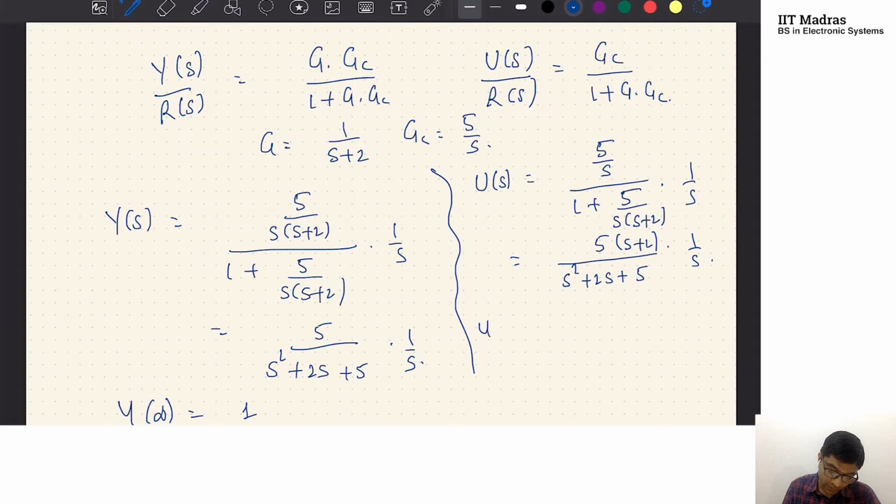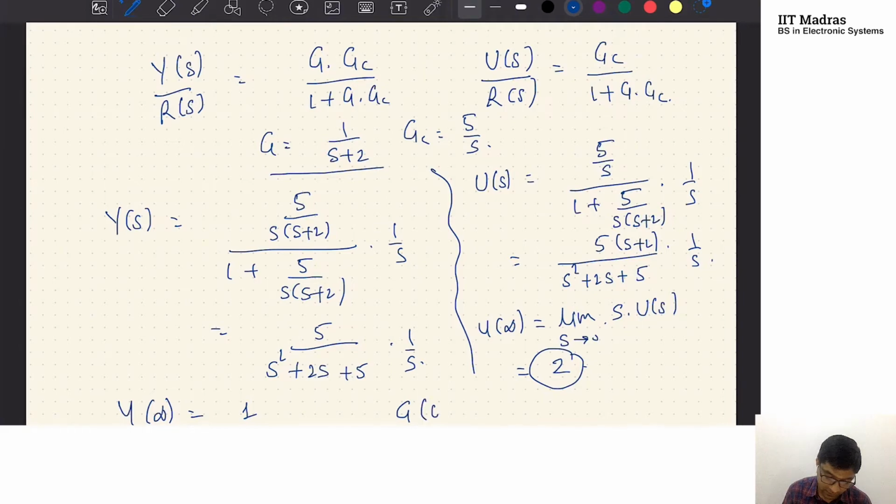Okay, so u at infinity now becomes what? I'm looking at, again, the limit s going to 0 of s times U(s). So this will be 5, this will become 2. Okay, now what is this 2? Look at what is my plant. G at 0 is 1 over 2. U at infinity is now 2.